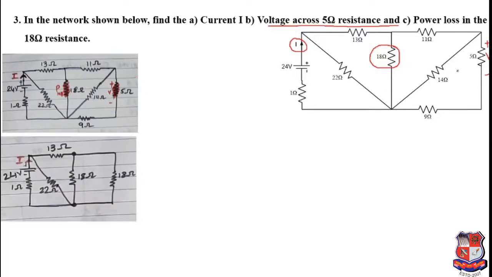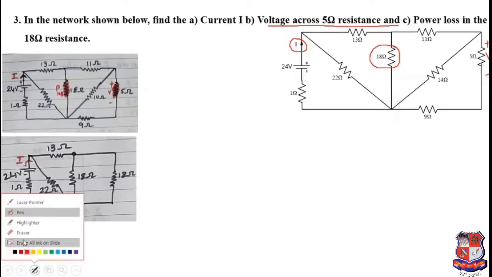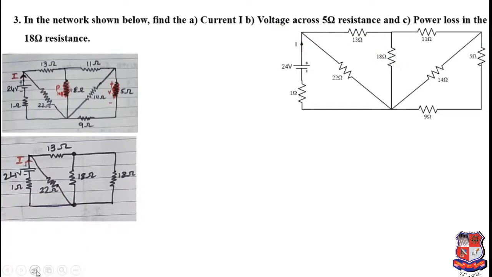So over here we can see that 5 ohms and 9 ohms, they are connected in series. Yes or no? These two are connected in series. So 9 plus 5 will be 14. Okay, and this 14 when comes in parallel with this 14, then what will happen?